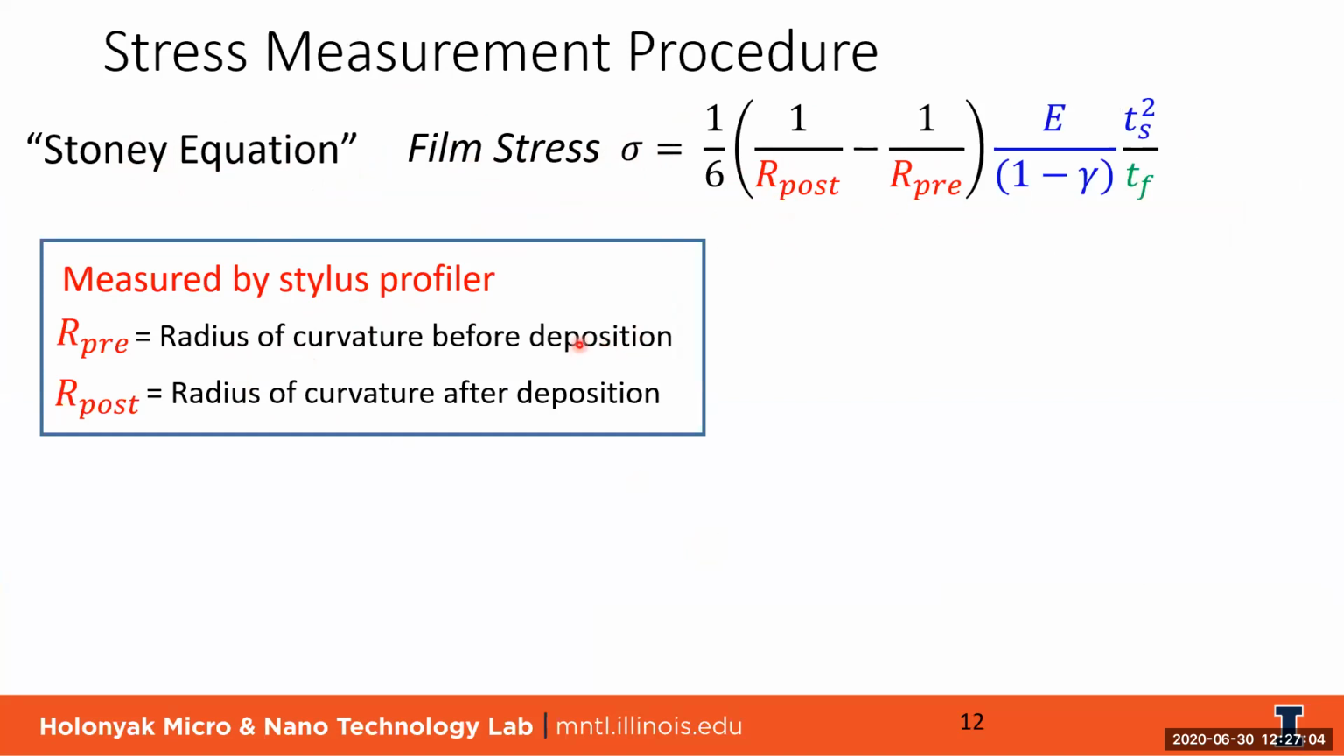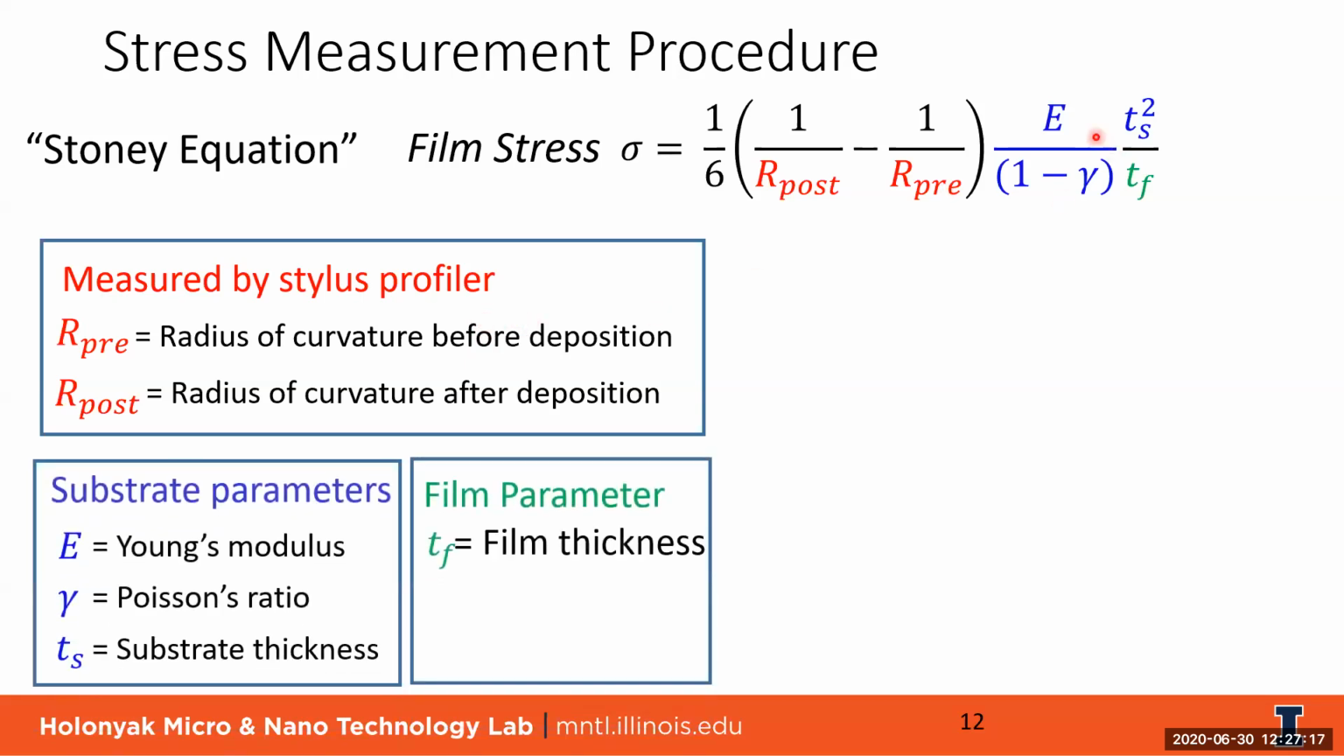Pre means before deposition, post means after deposition. Those are the parameters we use the stylus profiler to measure. And then we will use the substrate parameters represented by the blue symbol. The substrate material has a Young's modulus and the Poisson ratio and the substrate thickness. So we have to input those parameters in order to get the stress. It also depends, obviously, on the film thickness, TF.